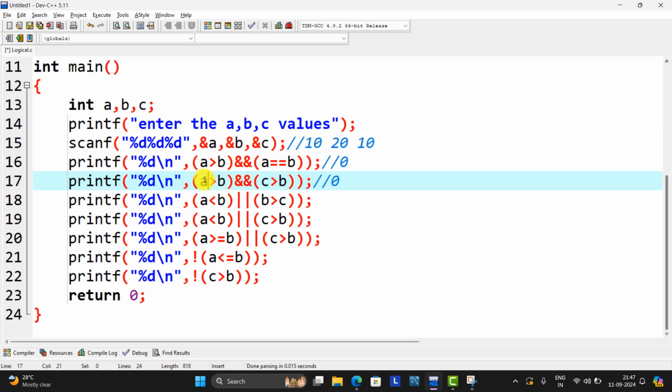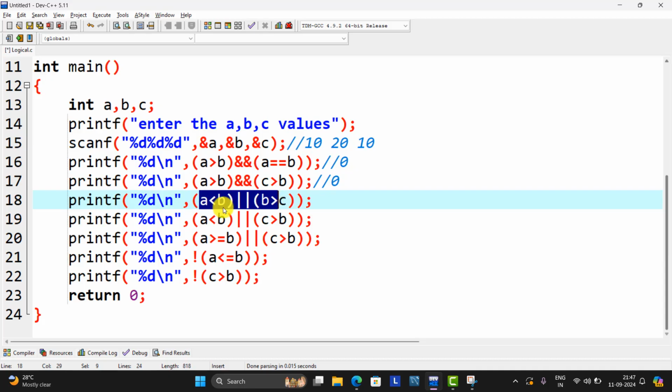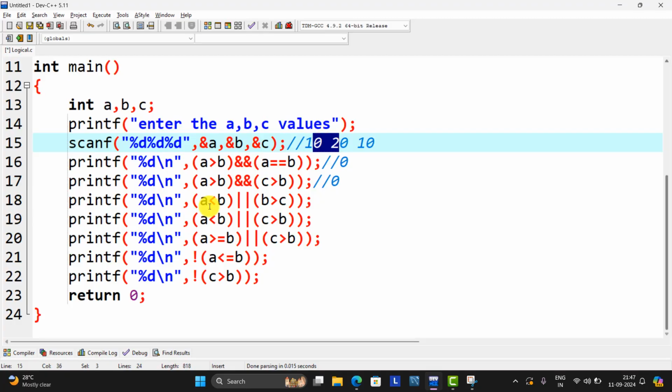Why? A greater than B means 10 greater than 20. No, right? 0. Don't check this condition. It doesn't matter. Now let us come back to this expression. A less than B. Is 10 less than 20? The answer is correct. So even though this is false, anyhow the result is true. So this will come as 1.